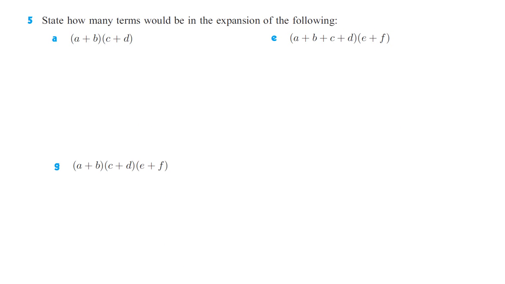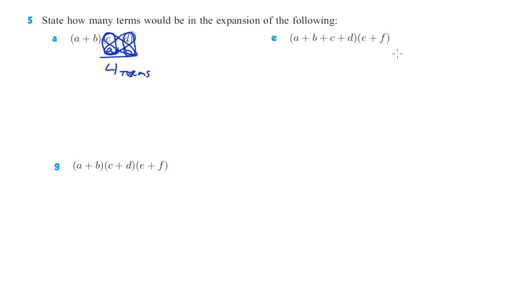This one here. State how many terms would be in the expansion of the following. So you don't actually have to multiply it out. They're just saying how many different terms would you have. So if we have 2 times 2, remember if we do our little stack thing here, there'd be 1 here, right? And then this would make 2. These two together would make 3, and then these two together would make 4. So there would have to be 4 terms.